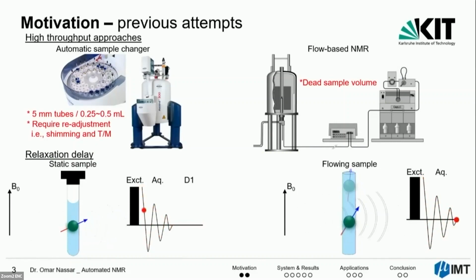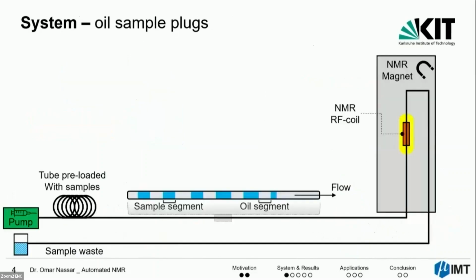The flow-based NMR approach is still a more promising approach, since in the case of a static sample, you require a recycle delay to make sure that the nuclei return to their equilibrium position between each two successive scans. However, in the case of flow-based NMR, no delay is required, since you are always getting a freshly polarized sample.